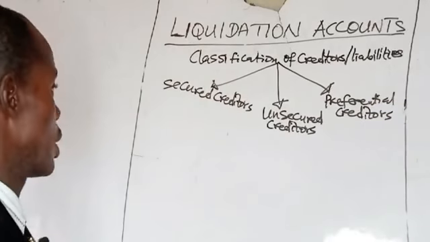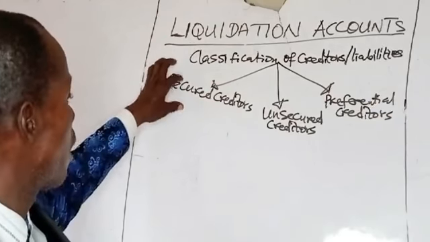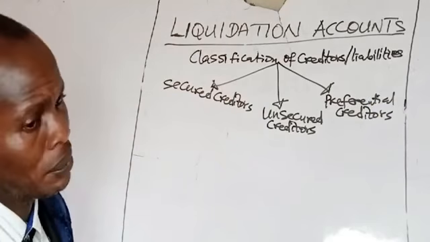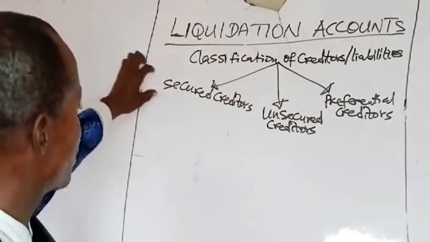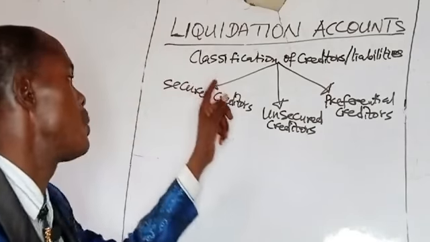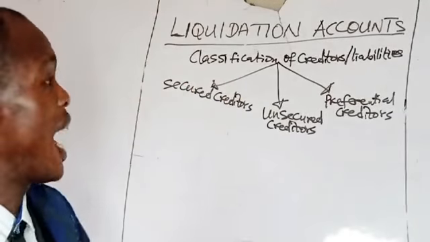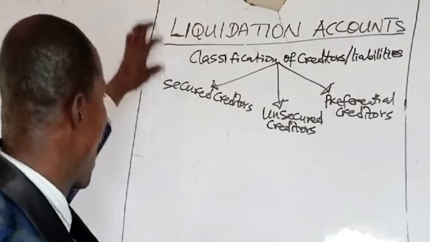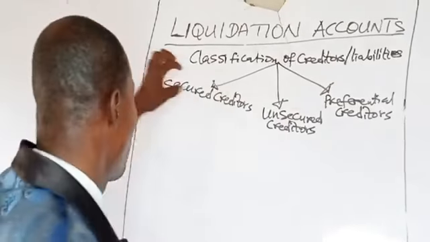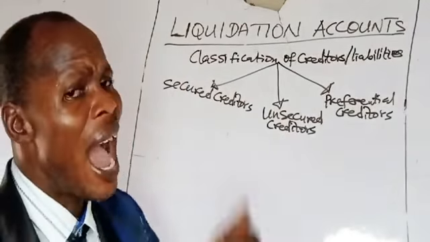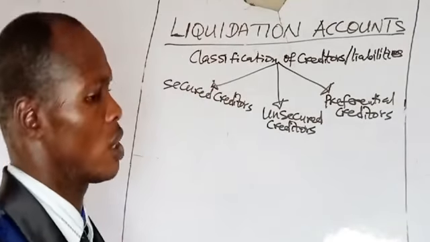Secured creditors are creditors that are pledged on a specific asset of the company. That is, the assets of a company are used as collateral for such loans. The assets of the company are used as a lien for such loans. We call them secured creditors.